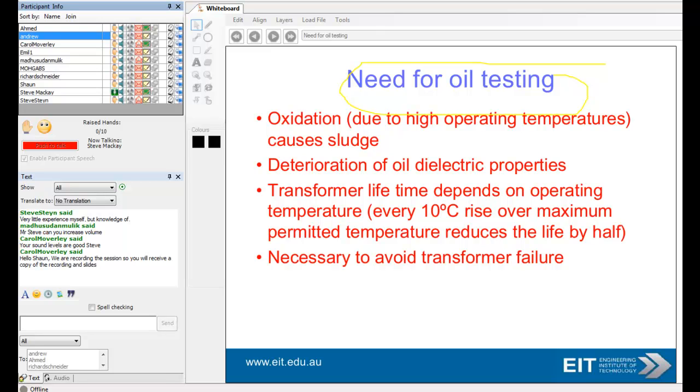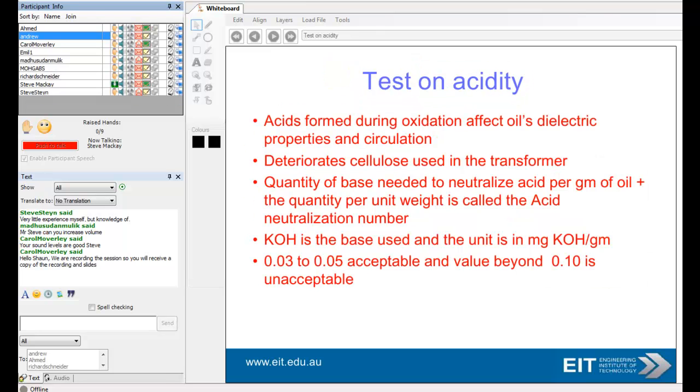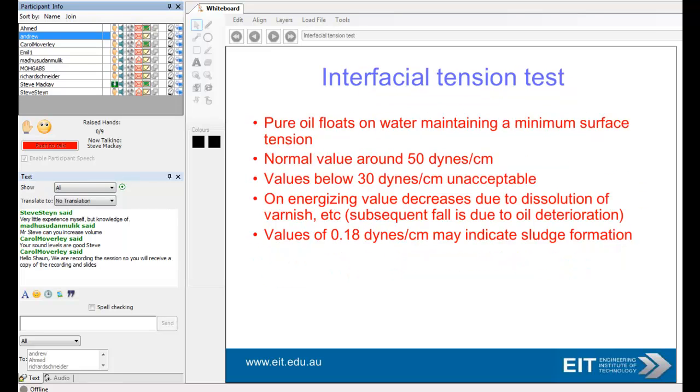Oil testing is really important, done by a proper lab. It's always quite interesting, actually. Oxidation can occur because of the high operating temperatures, and that of course causes sludge, which is public enemy number one, causing the dielectric properties of the oil to deteriorate. So obviously very important. The oil dielectric test we just discussed is very important to do properly, looking at breakdown voltage. Acidity is another issue. Acids form, so you need to watch out for that and check what your acidity is.